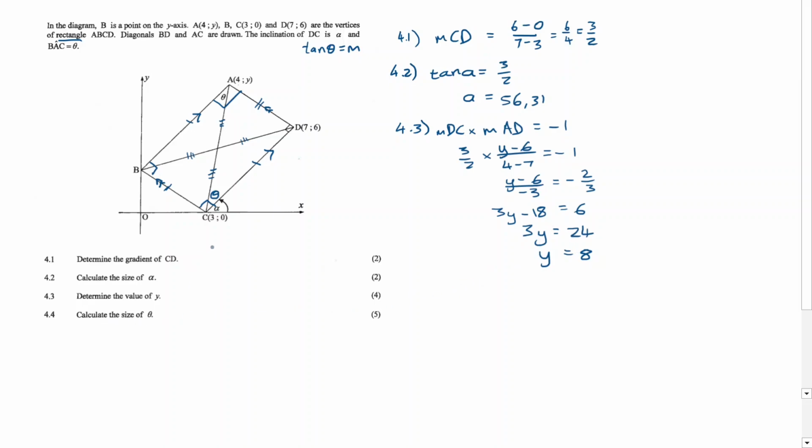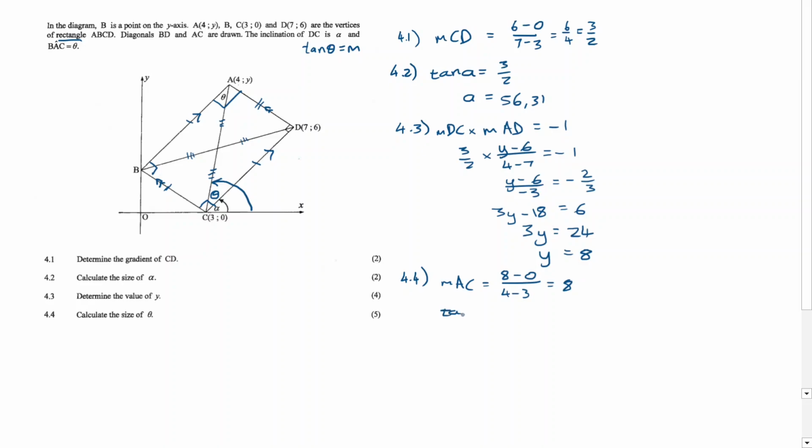Last question, calculate the size of theta. Now, because I've done alternate angles, and I would say that in an exam, I would state that I've done alternate angles, I actually would be better off just working out this gradient of the whole thing, because I already know that this size of A is 56.31. And so if I work out the gradient of AC, it would just be the y value at A minus 0 over 4 minus 3 gives me 8 over 1, which is just 8.